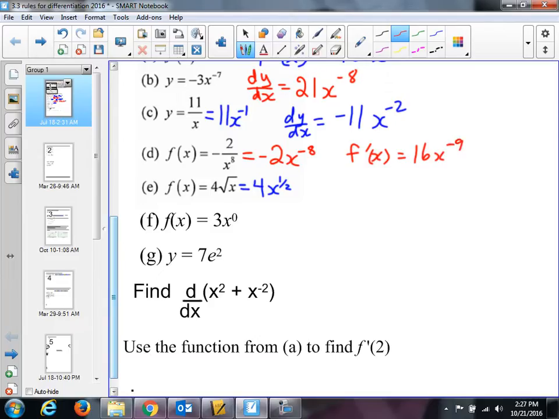We good on this one? Okay, good. How about this one? There's a little, no calculus done yet, right? Just writing this as x to the half, because then we can apply our rule. So f prime, get used to the different notations. 4 times 1/2 is 2. Agreed?